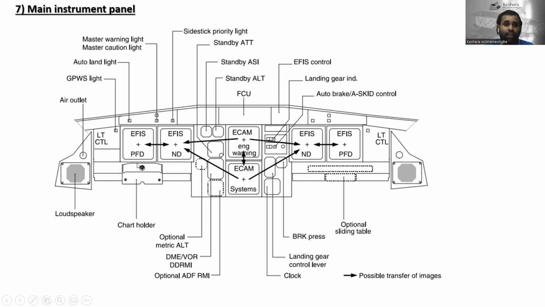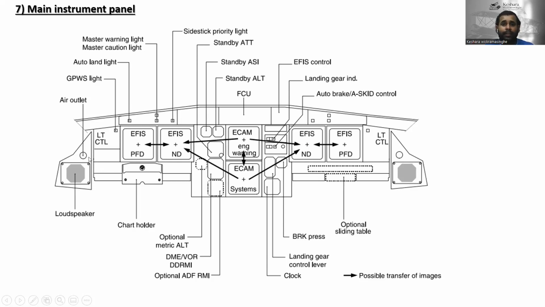And this is the chart holder. Okay, this is a chart holder for the captain. And this is the optional metric altimeter, right? Over there, this is the DME, VOR, DDR, MI. Okay, and I will tell you about this one later about the meanings, right? So optional ADF RMI over there, right? And this, yeah, I told you about the loudspeaker.